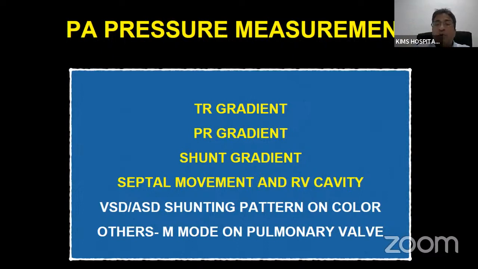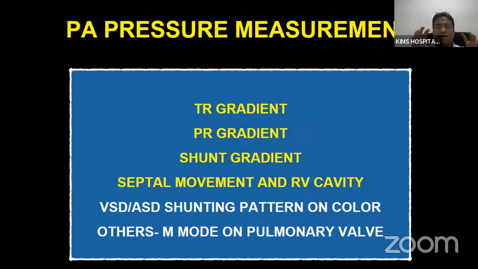But now one of the very common questions: how do we assess PA pressure? There are various ways to do PA pressure assessment, like TR gradient, PR gradient, or if any shunt is there, you can take the shunt gradient, septal movement and RV cavity. These are the four most commonly used. As a pediatrician, you should know only these.